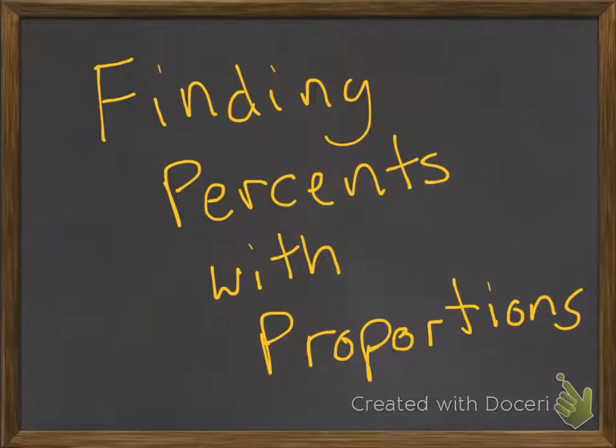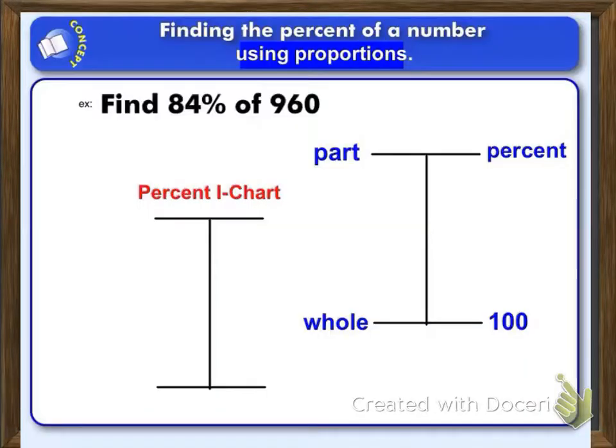Finding percents with proportions is what we're going to look at for today. So the first thing I want to look at is an eye chart. With each one of these problems we are going to make an eye chart, and every time we make the eye chart we're going to have this 100 down in the bottom right hand corner. It is always going to be there because percentage is always written over 100.